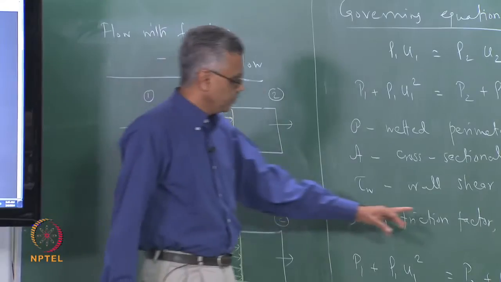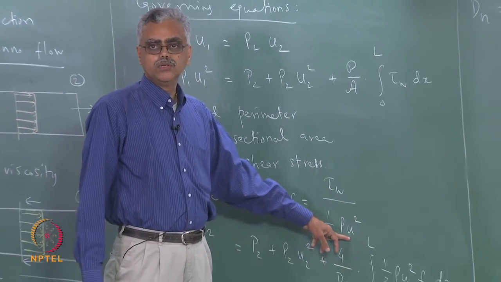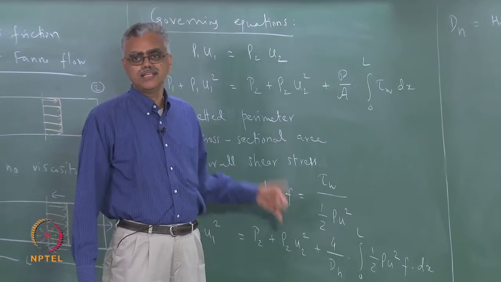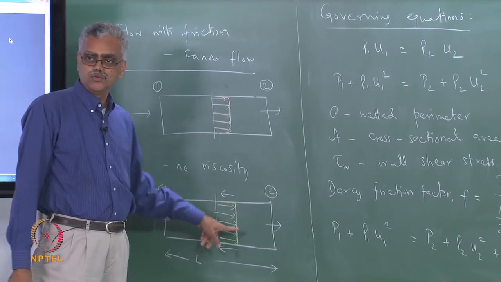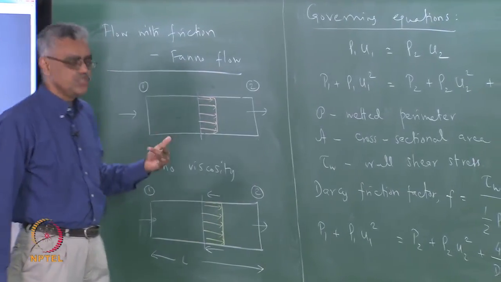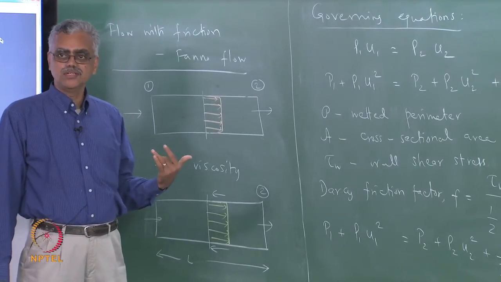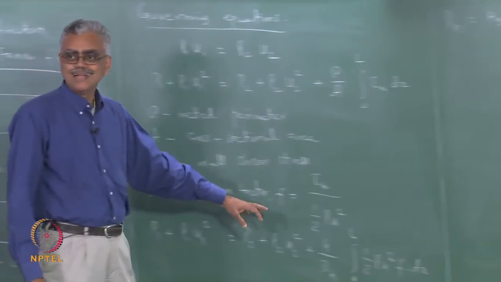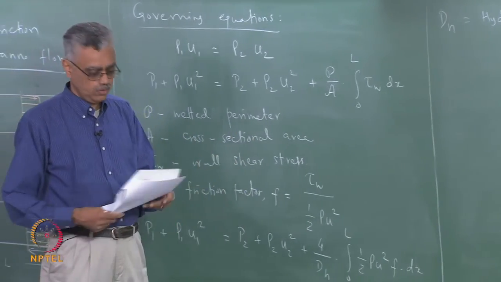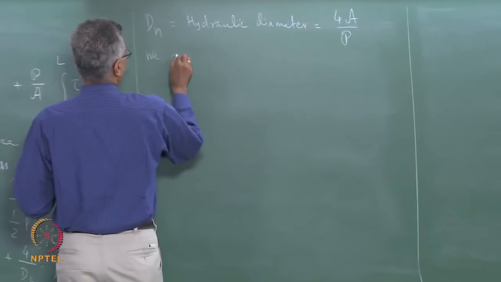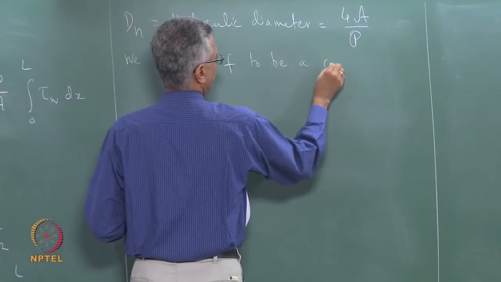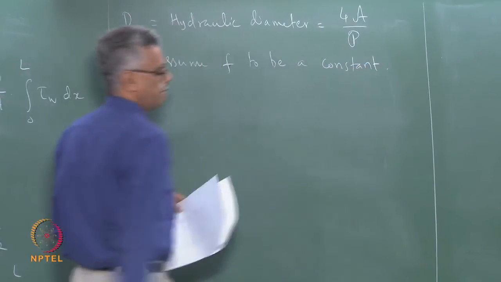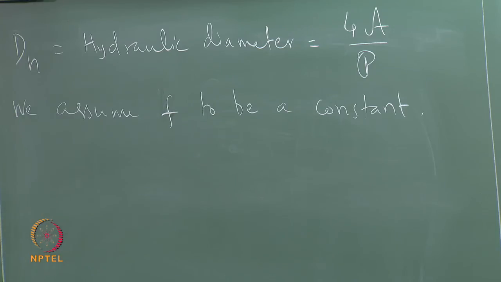Now, from the definition of f, you can see that u varies from one point to another. So, it appears that f is also going to vary along the length of the pipe. But in reality, if you look at Moody's chart, you will notice that for the kind of velocities and Reynolds numbers that we are talking about, f is practically a constant. So, we need not worry about f varying from inlet to outlet. We usually assume f to be a constant, and that is an extremely good engineering approximation. So, that is the momentum equation.